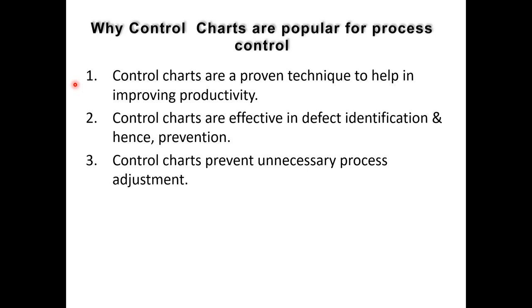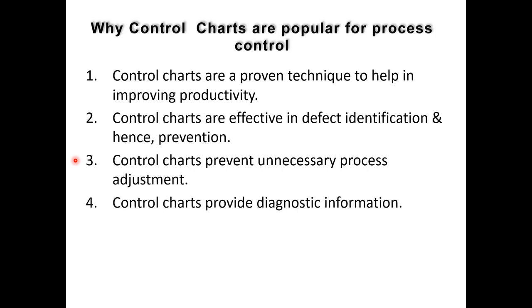Control charts prevent unnecessary process adjustment. If you don't get any signal from the control chart, meaning there's nothing you can do. You don't have to do anything. Just leave it alone. Control charts provide diagnostic information. Diagnostic information here means that you can identify exactly when the problem occurred, again because control charts take into consideration the time factor, when exactly the quality characteristic variables are being recorded.